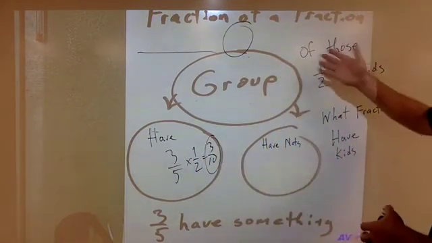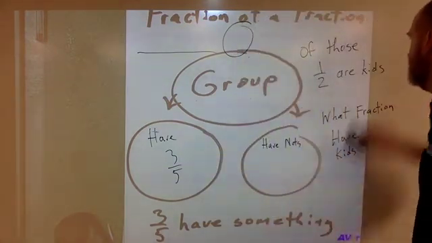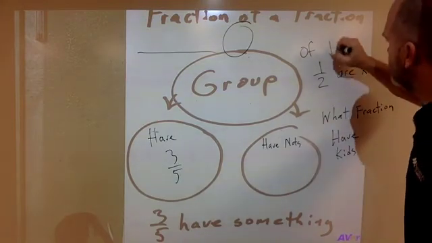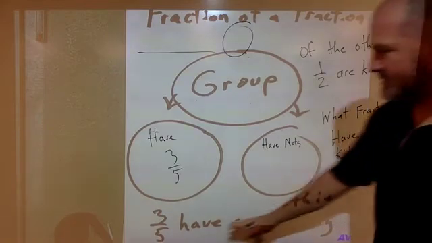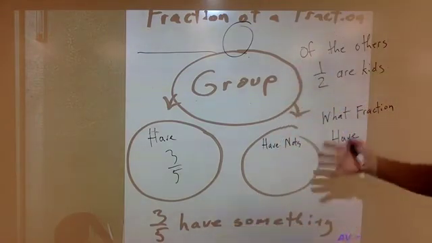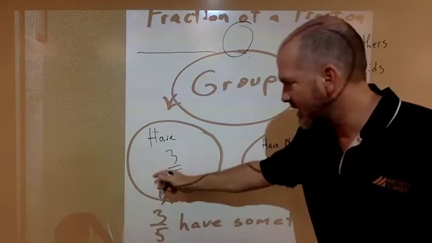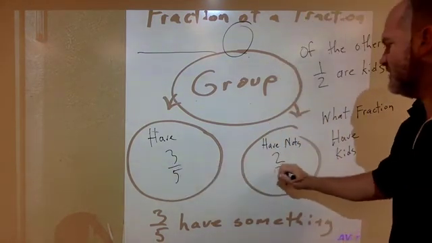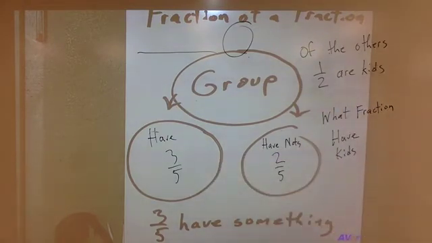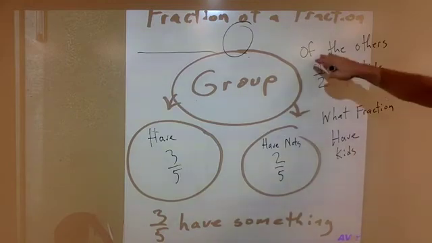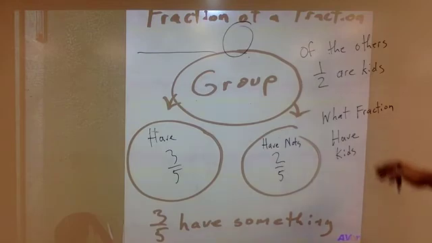Now, let's say instead of those, it said of the others. Well, this is talking about the haves. The others would be the have-nots. So how many are in the have-not group? 1 minus 3/5 is 2/5. These 2 groups should add together to equal 1. 2/5 plus 3/5 equals 1. So of the others is talking about the have-nots. So say it says of the others, half are kids.